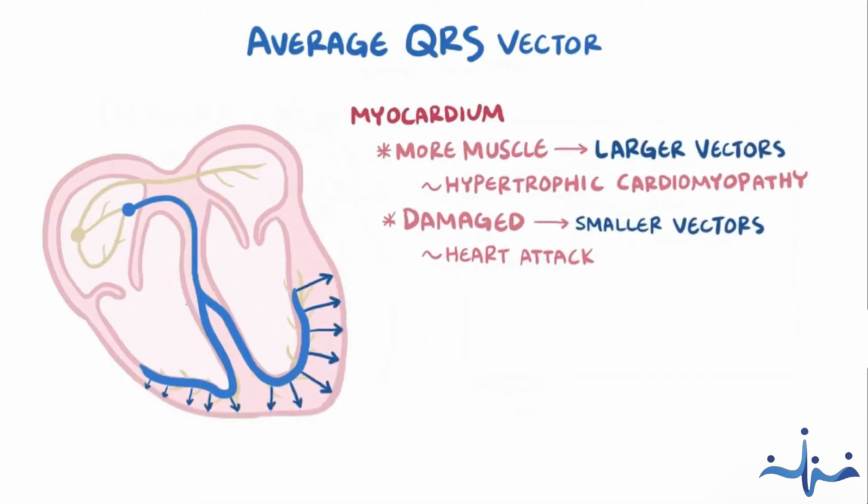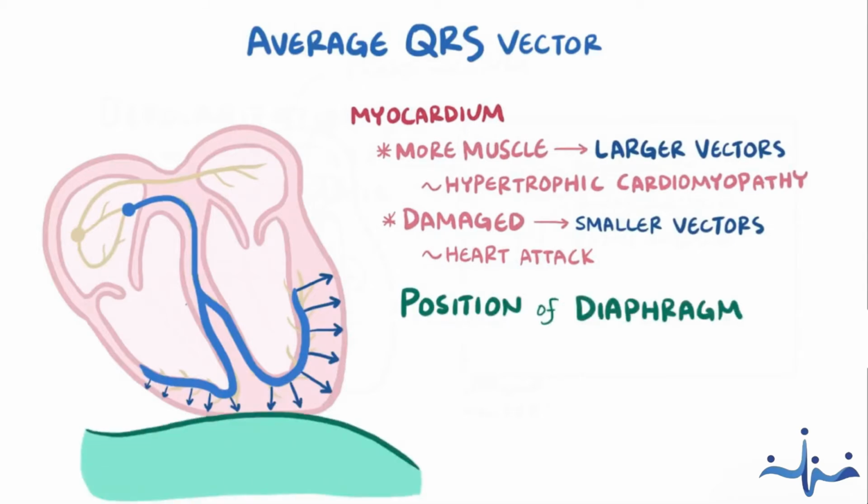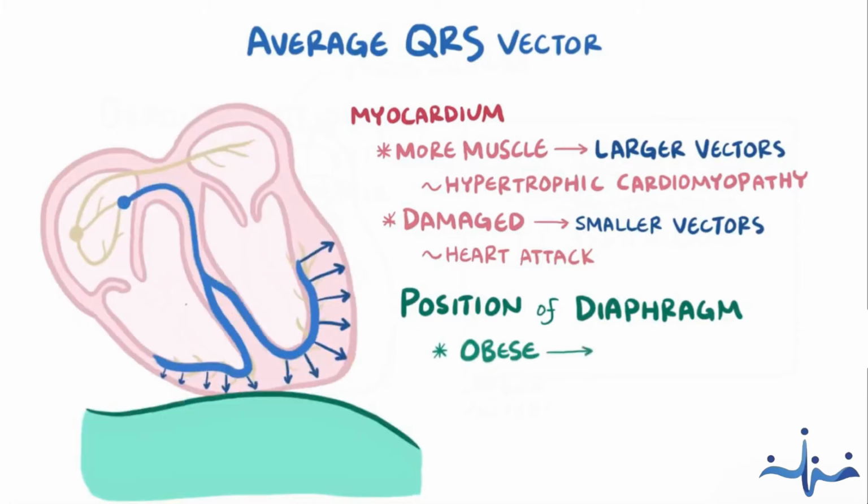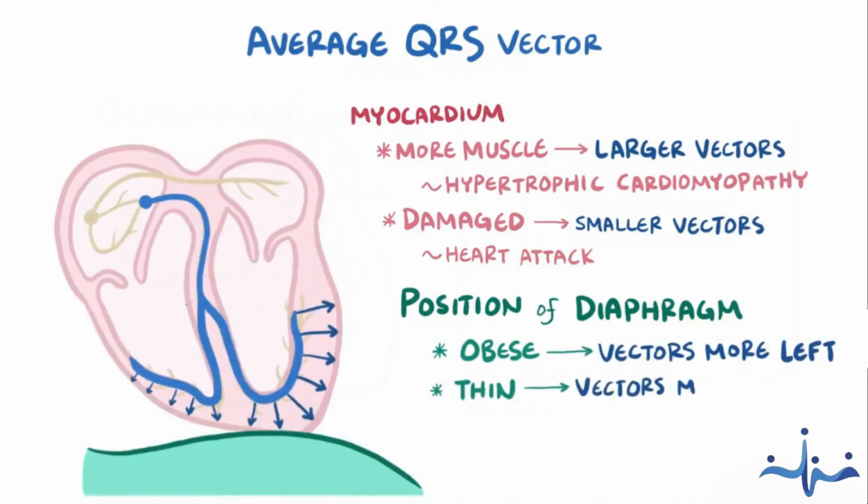Another thing that can affect vectors is the position of the diaphragm, which is usually sort of sitting right up against the heart. In obese people, the diaphragm gets pushed upward, which rotates the heart further to the left, and in thin individuals, the diaphragm lowers, which rotates the heart a bit the other way.